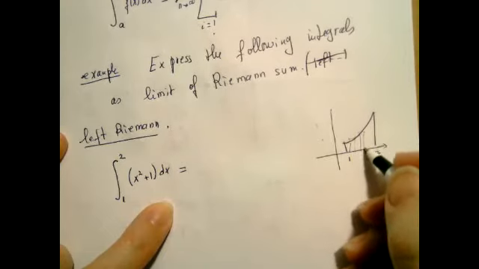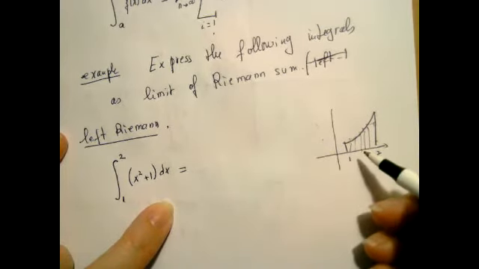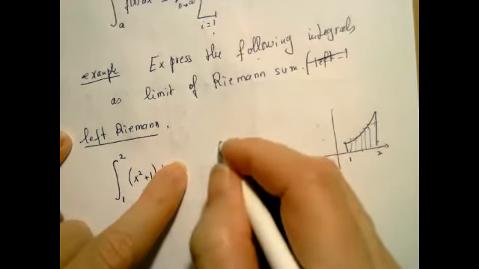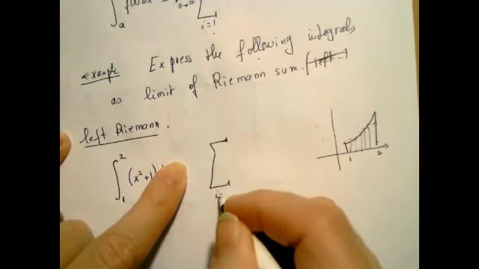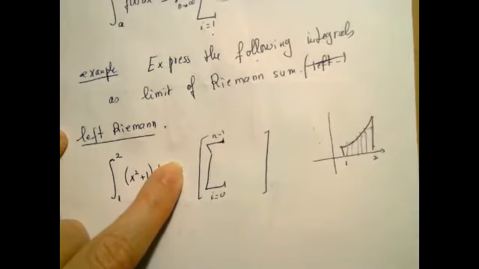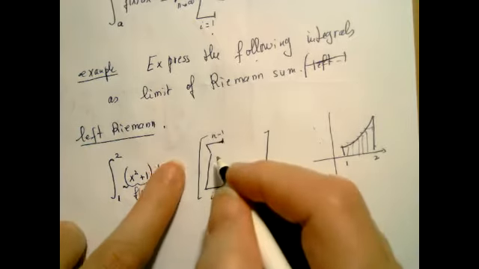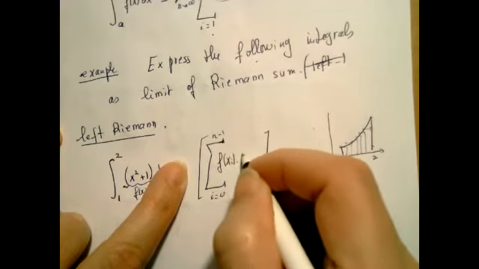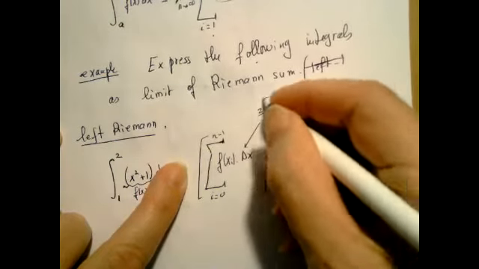You subdivide, you add the sum of the areas of the rectangles because this function is positive, and you take more and more subdivisions. But how are we going to write it as a limit? The limit we write in the following way. It's sigma from 0 to n minus 1, because I'm writing the left endpoints. This is my function f. F of xi times delta x, where this delta x is (2 minus 1) over n.